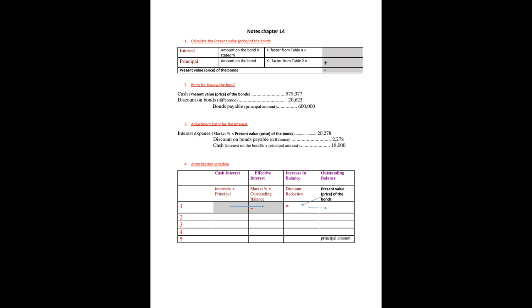So this is the cash amount, and for the effective interest, it will be the interest expense. I'll write it here. This is the interest expense. So if I ask you to do, for example, the entry for the first year, the cash will be taken from here and the interest expense will be taken from this cell. And the discount on bonds will be the discount reduction. So this will be the discount on bonds payable.